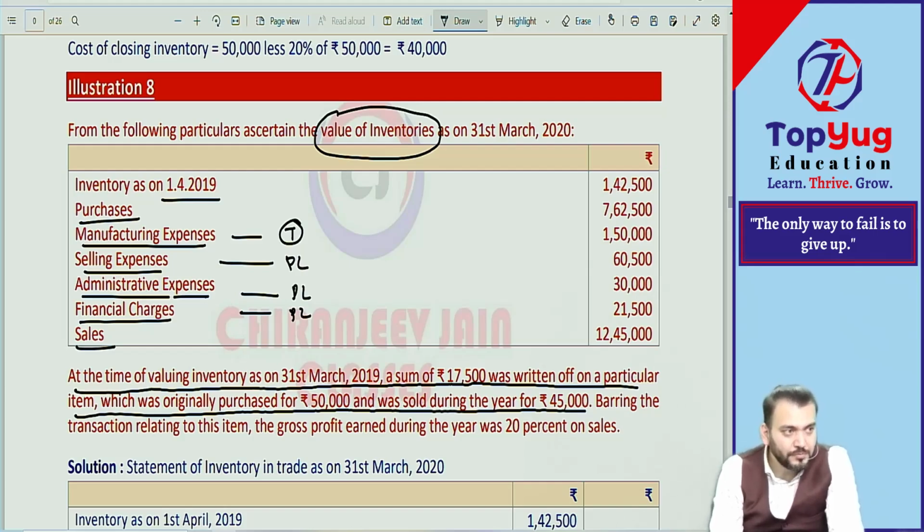Have you understood this? Who will explain? Bolo. It is reduced. But only this much.